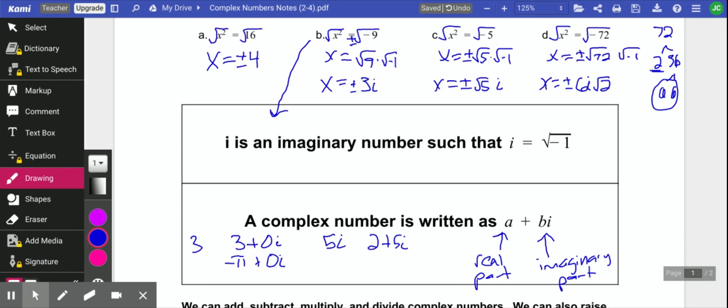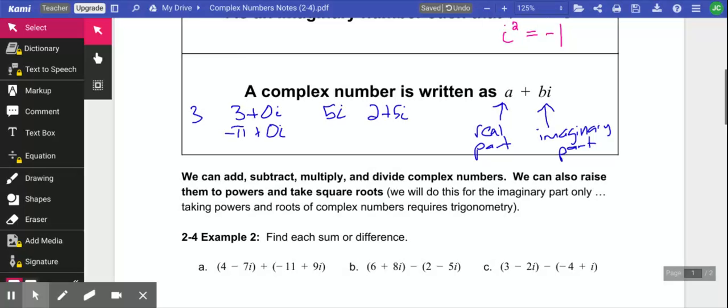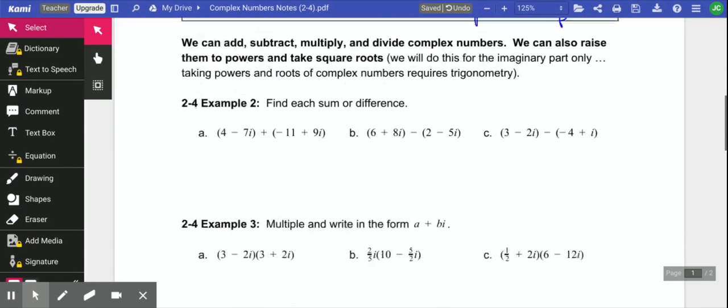So welcome to imaginary numbers. So just remember that i is the square root of -1. And then if we square both sides, i squared is just going to be -1. Those are going to be the two important parts of this. Now that we know that we have things called complex numbers, we can add, subtract, multiply, and divide complex numbers. We can raise them to powers, and we can take the square roots.